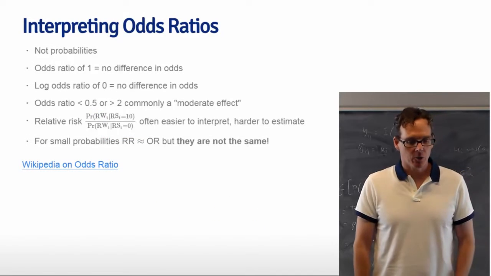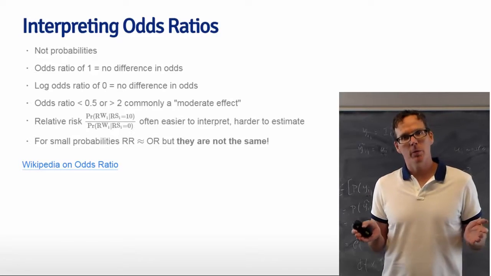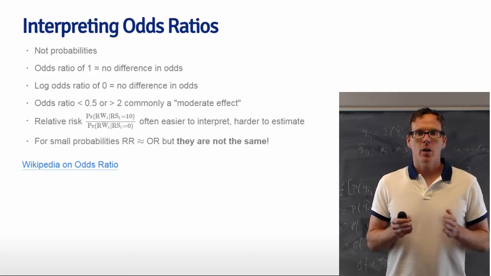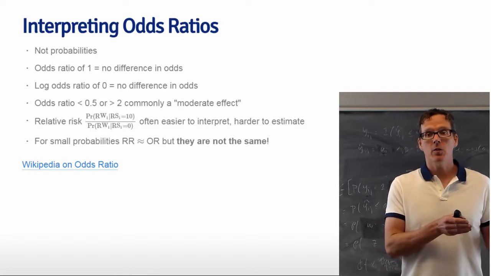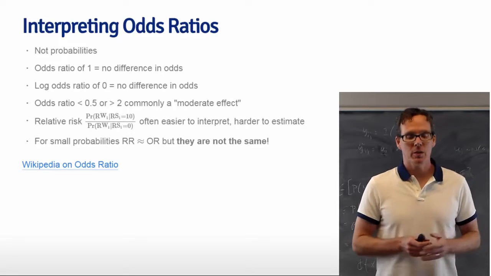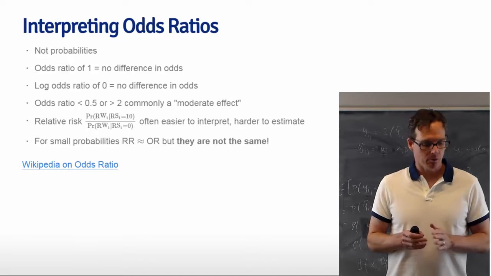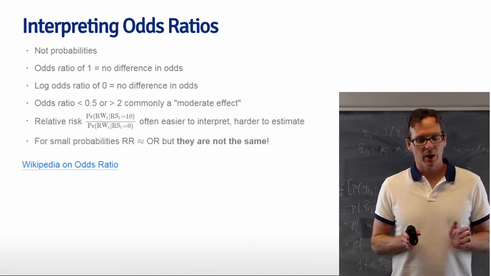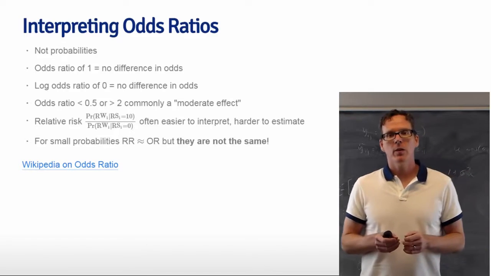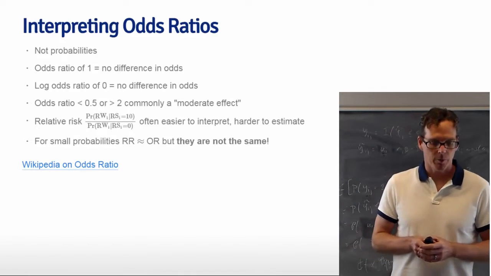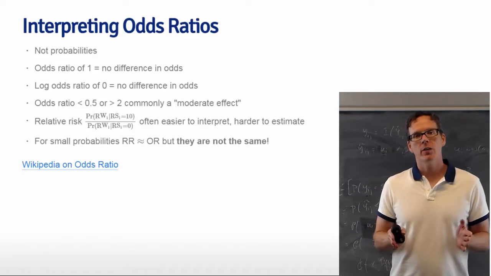So for interpreting our odds ratios, remember that our odds ratios are not probabilities. They're functions of probabilities, but they're not probabilities. An odds ratio of 1 means no difference, okay? But on the logit scale, of the log odds ratio, 0 means no difference. Often, if we have an odds ratio below 0.5 or above 2, I would consider that kind of a strong effect. It depends, that's very context dependent.